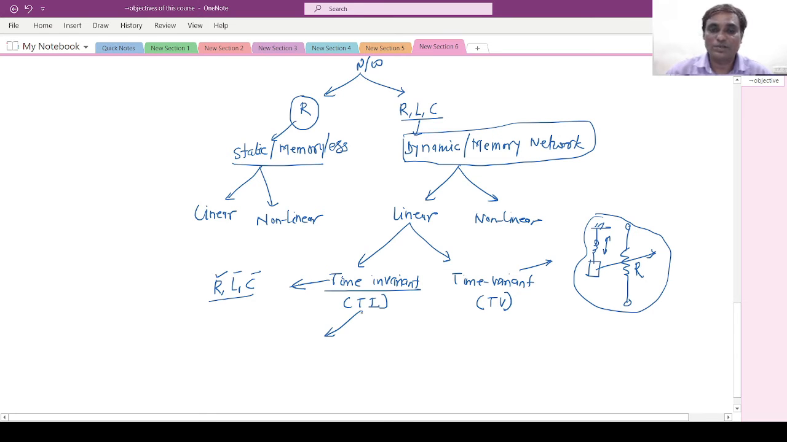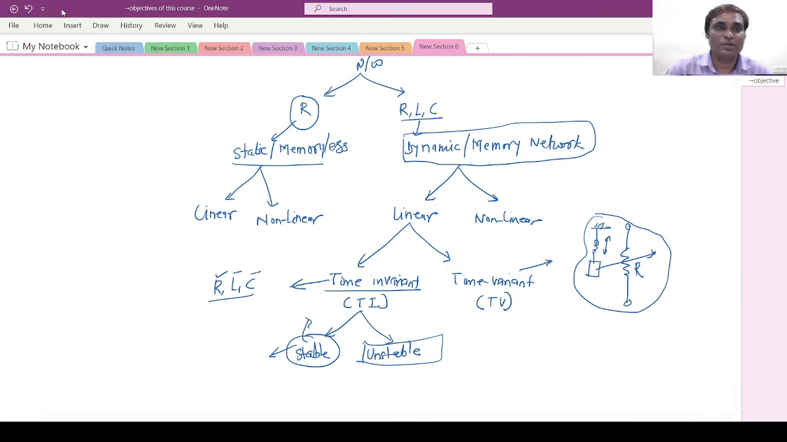Okay, once I have decided the network is linear time invariant, I also have to decide whether the network is stable or unstable, and that we will also do using the Laplace transform tools. Stable means the behavior of the network is according to our expectation; if it is not according to our expectation, then it is unstable.